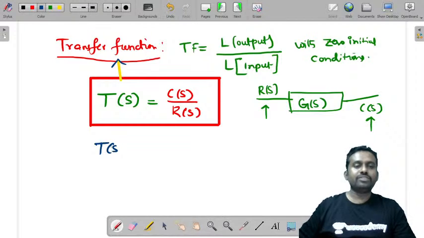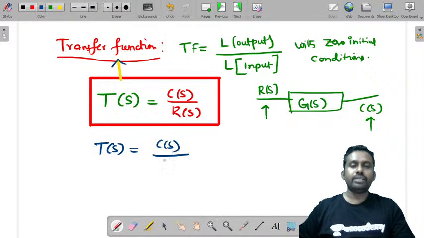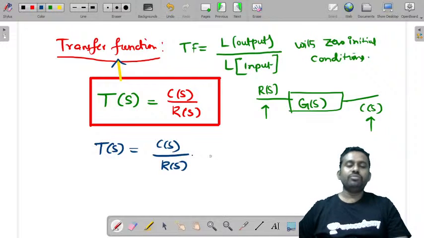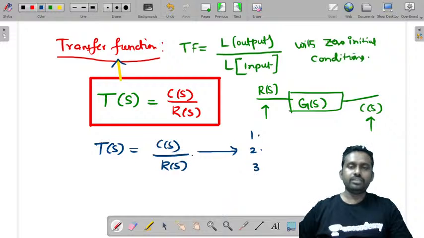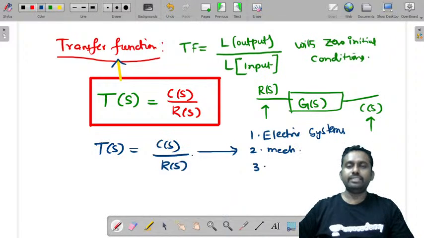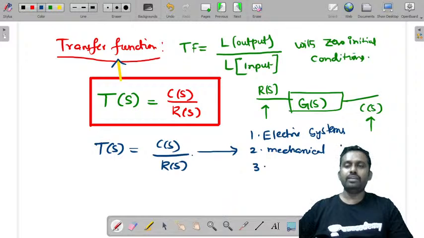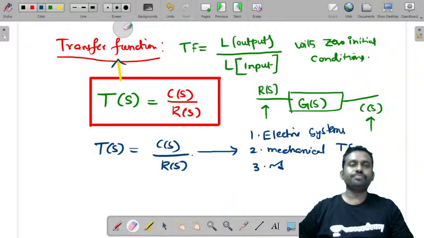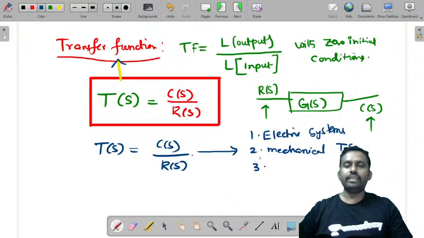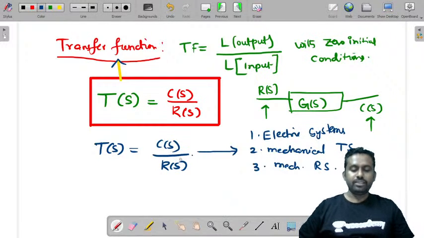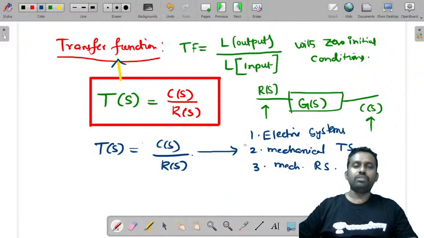So T of S, the transfer function, is equal to C of S by R of S. So we will have to find these transfer functions. In your syllabus you need to find this transfer function for electrical systems, mechanical systems, mechanical translational system, and mechanical rotational system also. As a part of your syllabus, we will find transfer functions for all these systems.